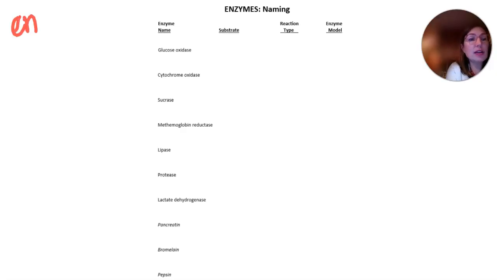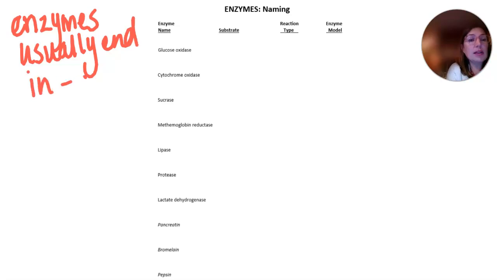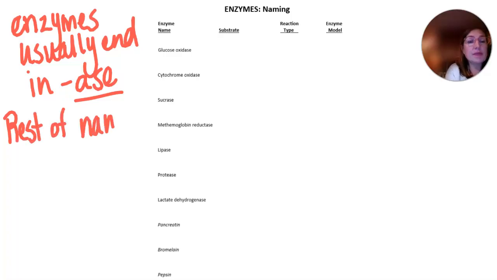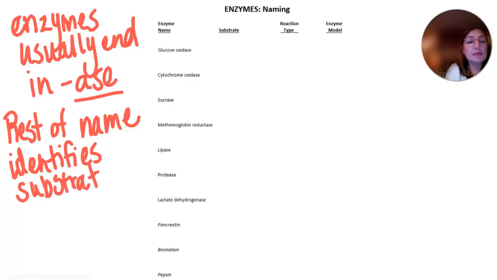Now, we're going to notice that our enzymes usually have the ending ASE. So let's even write that down. Enzymes usually end in ASE. So when we see ASE at the end of the name, we can be pretty certain it's probably an enzyme. The rest of the name will identify the substrate, so who it's acting on. So ASE means enzyme. The rest of the name will talk about the substrate and also the enzyme function.